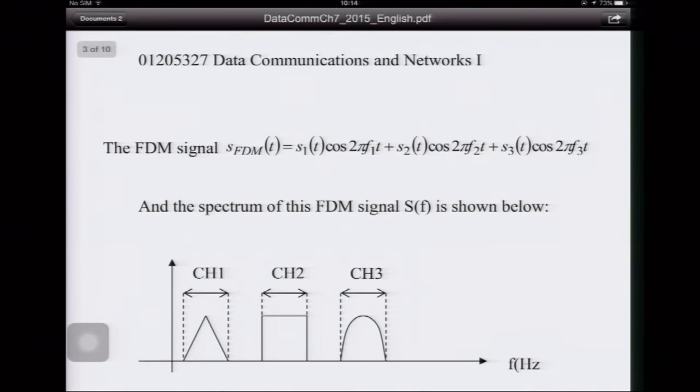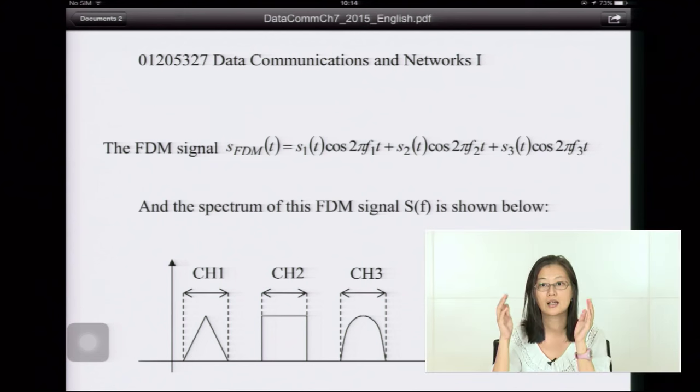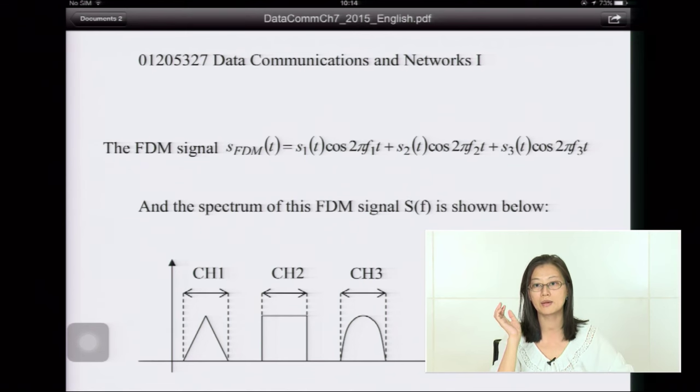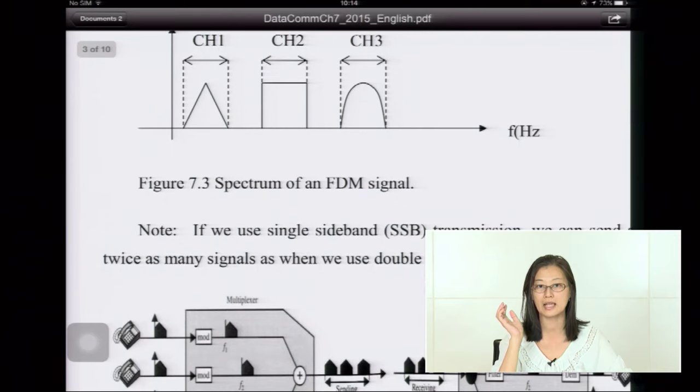If you look at it in the time domain, the FDM signal equals s1(t) multiplied by cosine 2 pi F1 t, plus s2(t) multiplied by cosine 2 pi F2 t, plus s3(t) multiplied by cosine 2 pi F3 t. So this is a time domain function, but the frequency spectrum will look like that.